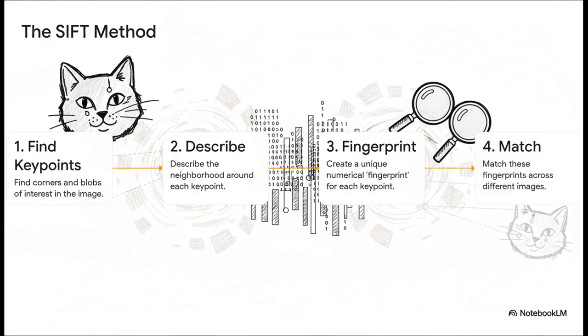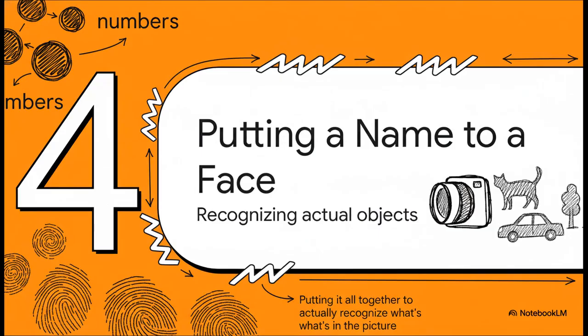And that's where clever methods like SIFT come in, which, yep, is also mentioned in question 6A of our exam. Think of it like this: the algorithm scans the image and finds interesting points, like the corner of an eye or a unique little pattern in the fur. Then it creates a super detailed numerical description for that tiny spot. It's basically a fingerprint. Then it can go and look for that exact same fingerprint in other pictures. So we've got the numbers, we have the edges, and we've got these unique fingerprints. Now it's time for the final leap: putting it all together to actually recognize what's in the picture.